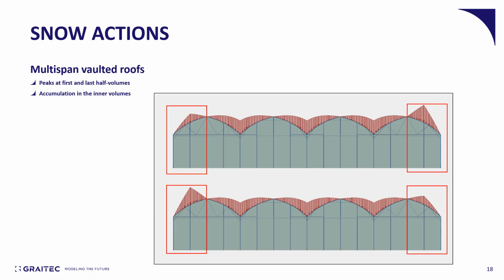And then we've got the multi-span vaulted roofs geometry that you can handle with Advanced Design, even though they are not technically covered in the Eurocode 1. But again, we are mixing the principles from a vaulted roof with the principles from multi-span roofs. You see, so first for the drifted snow arrangement, you will get the two peaks on the edge volumes, with one peak being 50% higher than the other, and on the inner volumes you will get the snow accumulation from multi-span roofs.